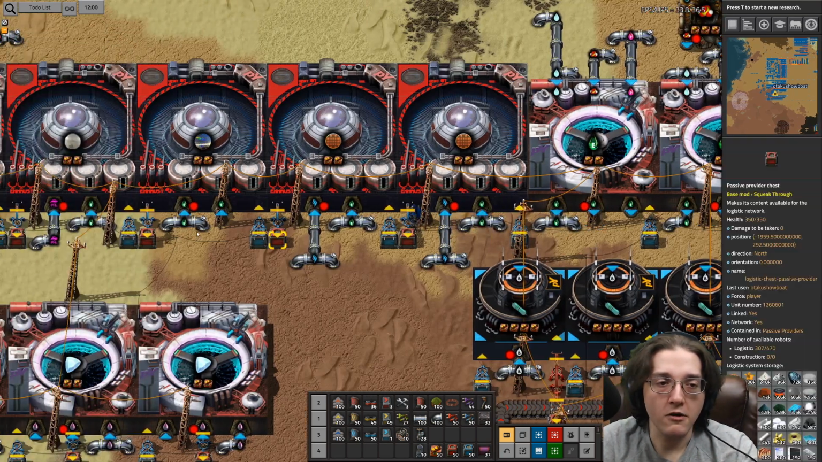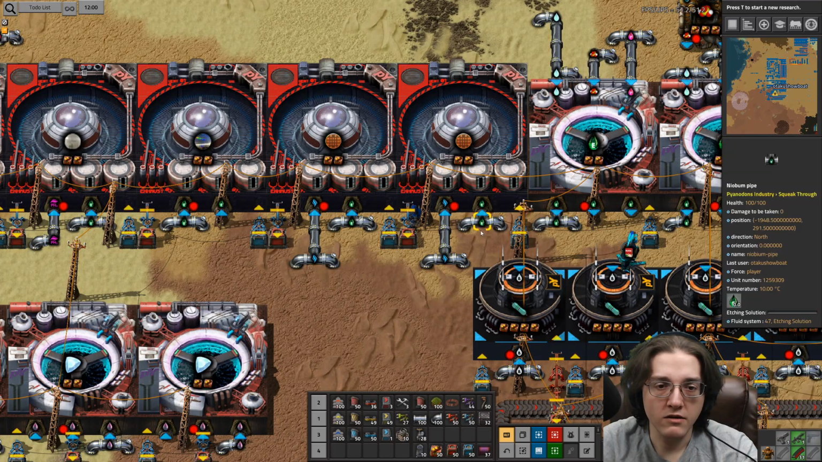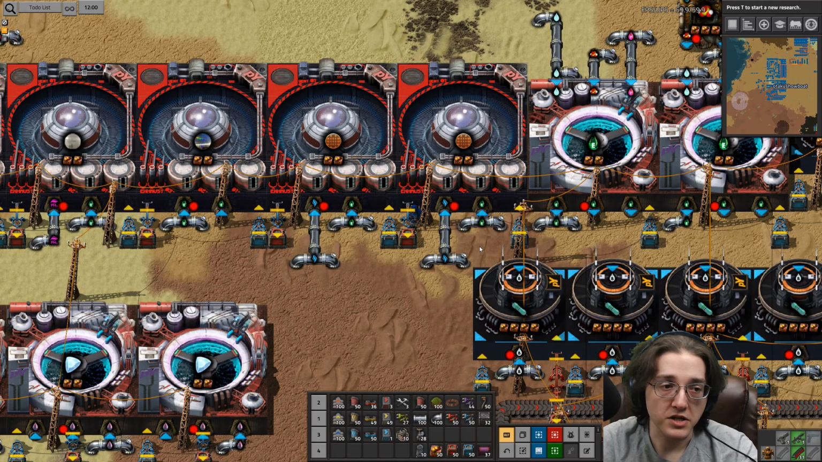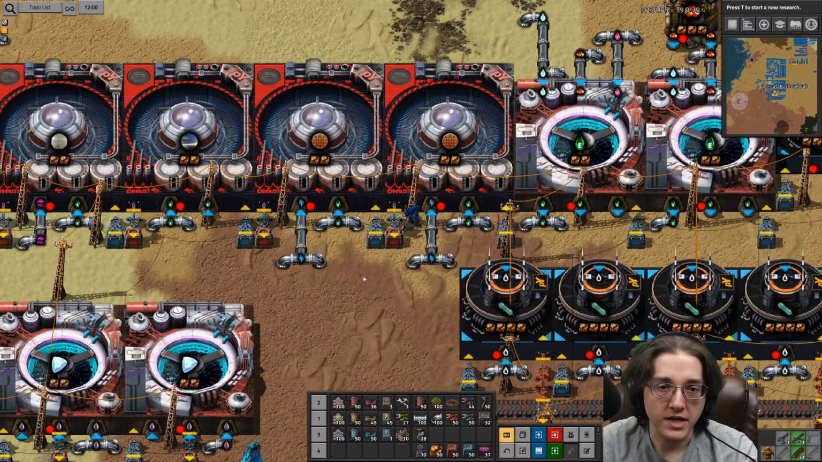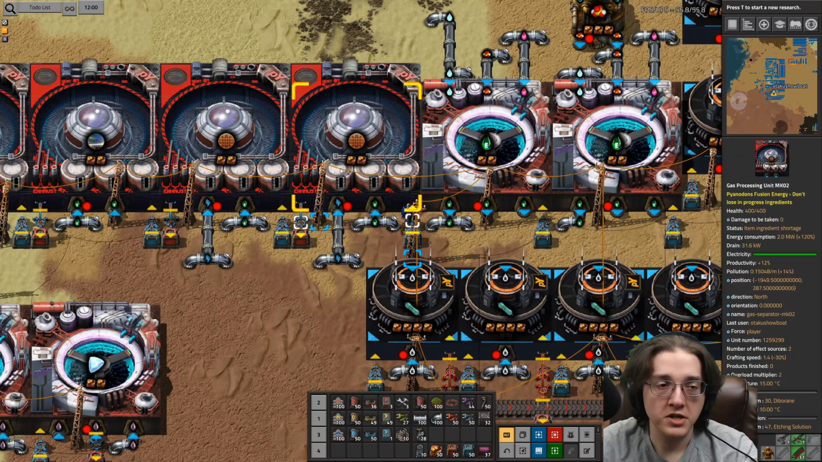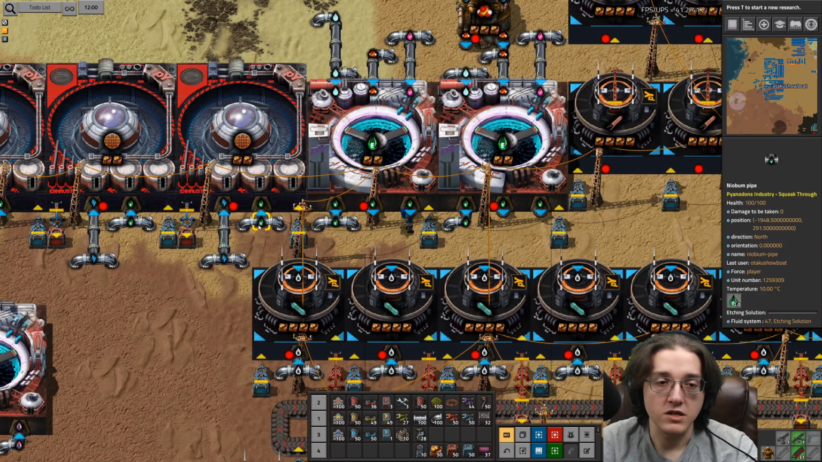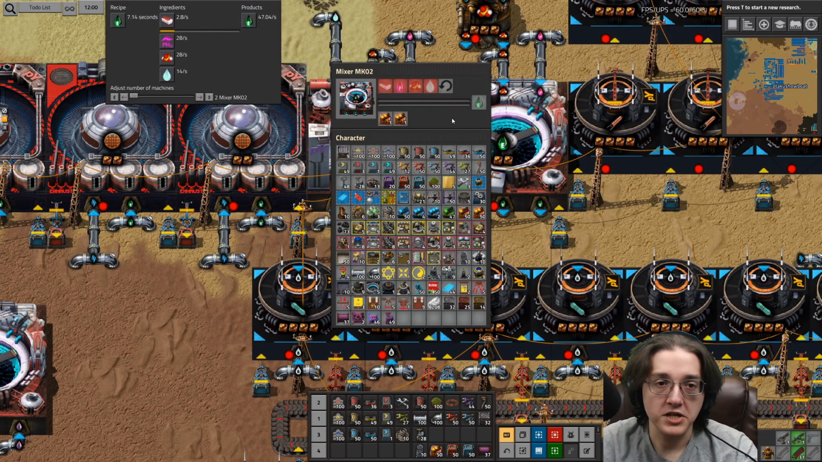So all of them need etching solution, as well as various other outside inputs. They all need etching solution. They all need silicon wafers. So first up is etching solution. Etching solution requires lard, phosphoric acid, sulfuric acid, and hydrogen peroxide. We've covered both phosphoric and sulfuric acid before.